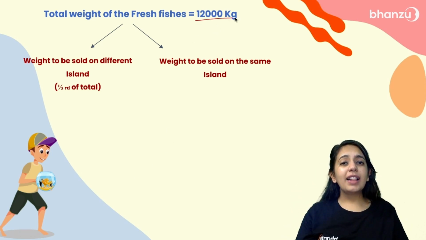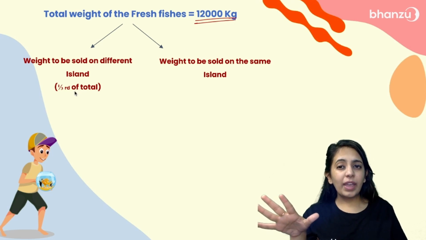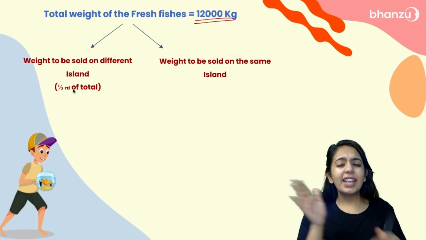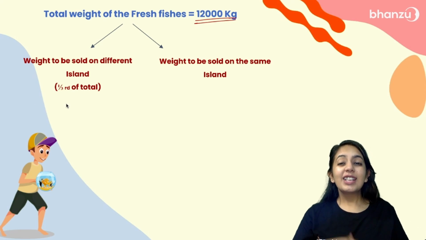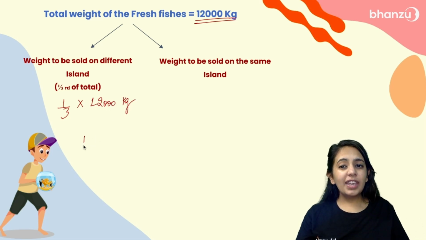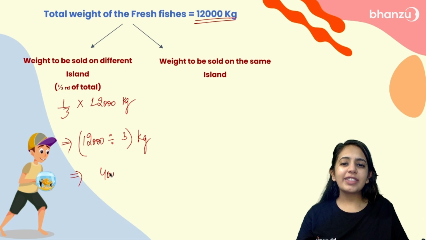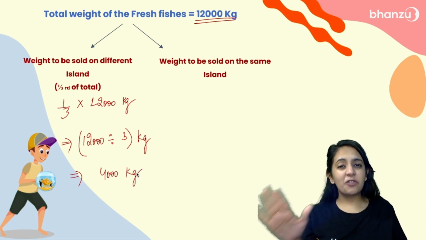Now out of the 12,000 kg of the fresh fish, 1/3 of the total weight has to be sold on a different island, and whatever is remaining has to be sold on the same island. So again the same thing, 1/3 of means multiply, total is 12,000. So for that we are going to divide 12,000 by 3. We will get the answer as 4,000 kg. So this much of the weight has to be sold on a different island.